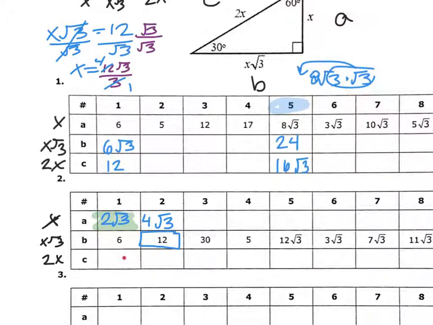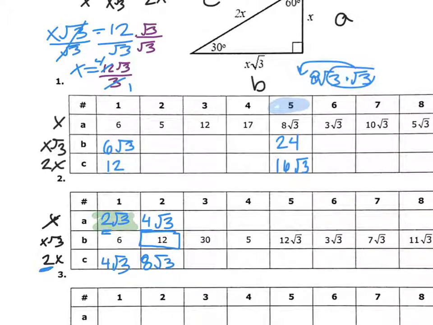Coming back to these C values, I don't want to skip them over altogether. If we know our x value, then we can go ahead and input our 2x value. And here you're multiplying the coefficient of 2 by this 2. So this would be 4 square root of 3. On the second problem set, we have a coefficient of 4. 4 times 2 gives us 8, and we keep that square root of 3.